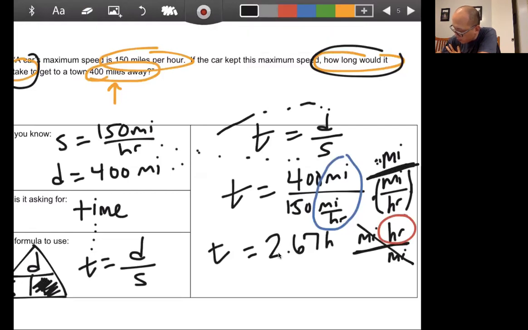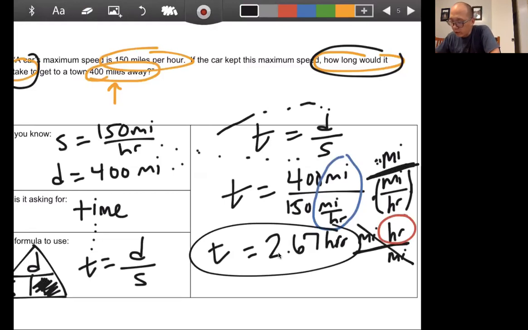So 2.67 hours. If a car is going 150 miles per hour, how long is it going to take to get to a town 400 miles away? It's going to take 2.67 hours. Okay. I hope that that was easy enough.